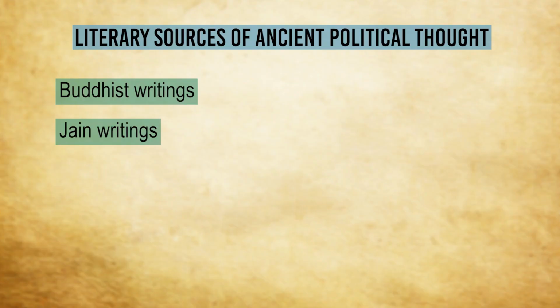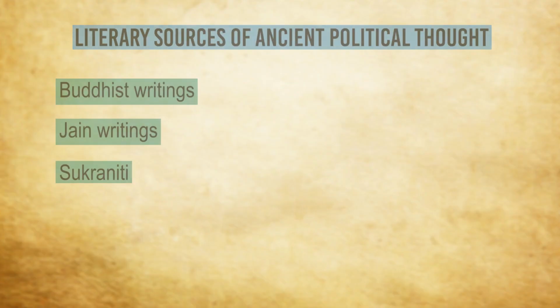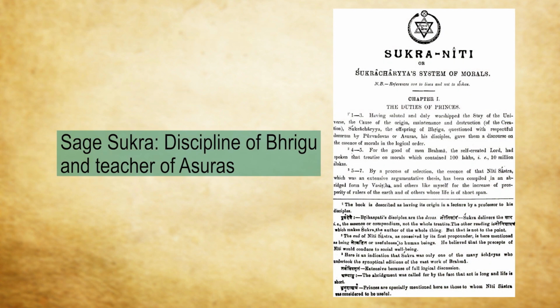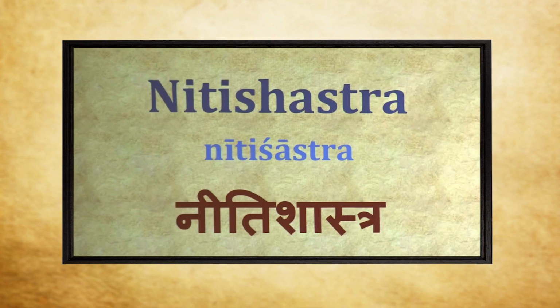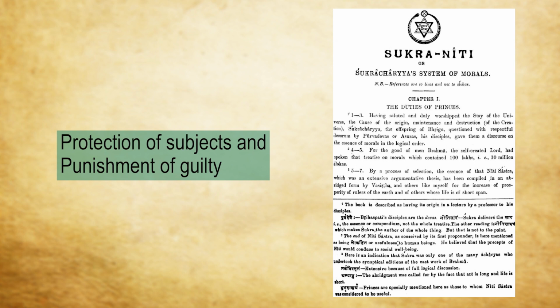Coming to the next text, Shukra Niti. Sage Shukra was the disciple of Bhrigu and the teacher of the demons, the Asuras. Shukra Niti, students, is a part of the Niti Shastra tradition. Niti Shastra refers to policy science. So Shukra Niti is a text which focuses on the governance of the political system. The Shukra Niti emphasizes 2 important functions of the king: protection of the subjects and punishment of the guilty.